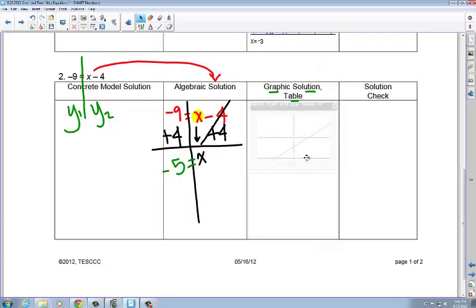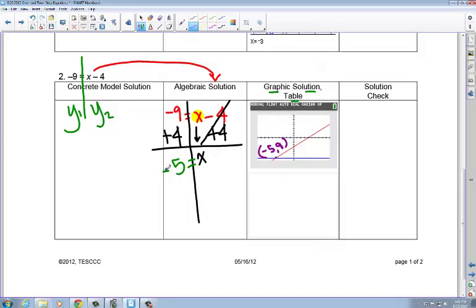So our graph looks like this, and it intersects at negative 1, 2, 3, 4, 5, and 1, 2, 3, 4, 5, 6, 7, 8, 9. So at negative 5, negative 9 is where our red and our blue line intersect. So far we're doing so good. We have two that are correct, where our x is equal to negative 5 and our x is equal to negative 5.